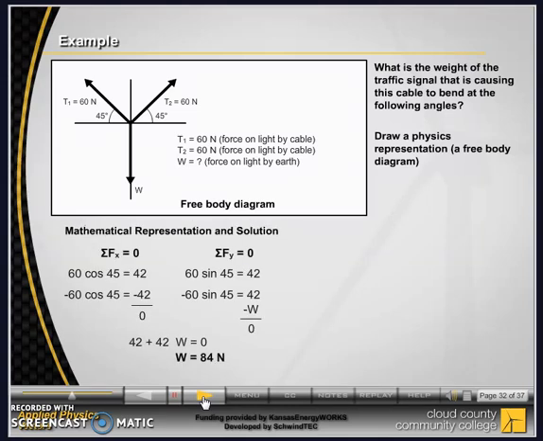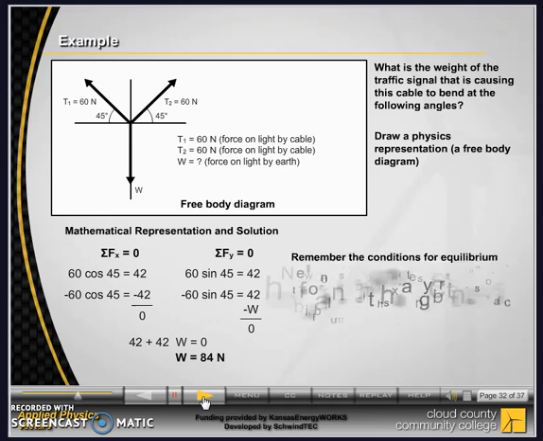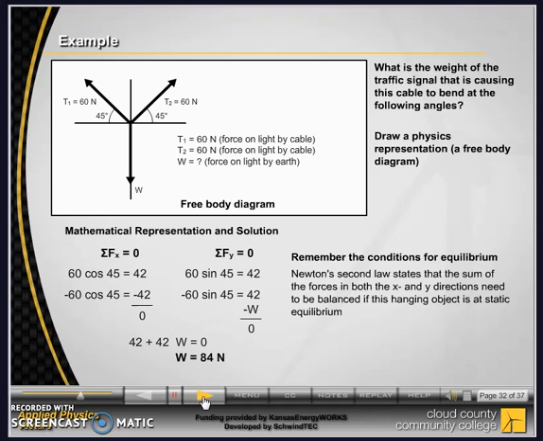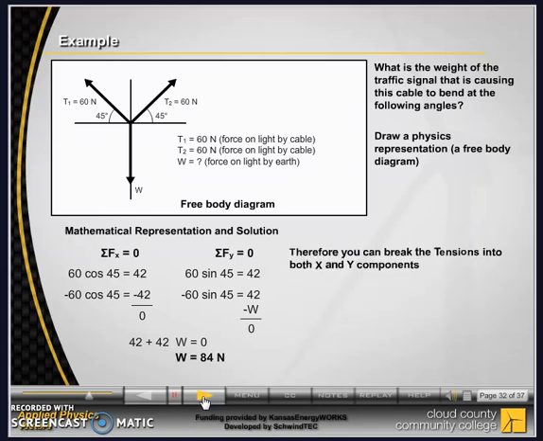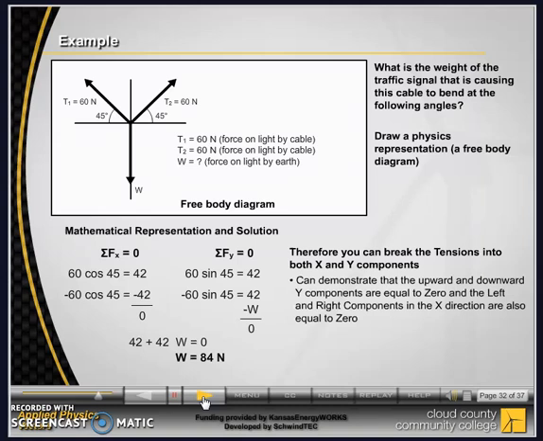This is the mathematical representation and solution to the problem. Remember the conditions for equilibrium. Newton's second law states that the sum of the forces in both the x and y directions need to be balanced if this hanging object is at static equilibrium. Therefore, you can break the tensions into both x and y components, as previously done in trig problems, and you can demonstrate that the upward and downward y components are equal to 0, and the left and right components in the x direction are also equal to 0. Hence, this final mathematical representation shows the static nature of the hanging traffic light.